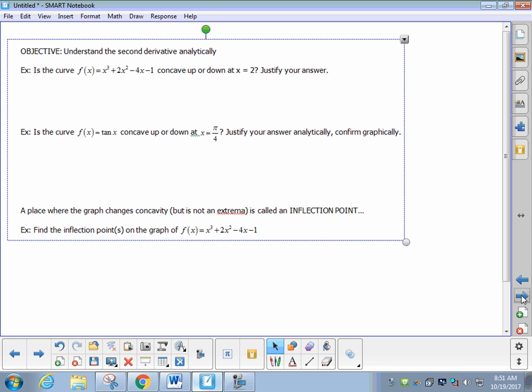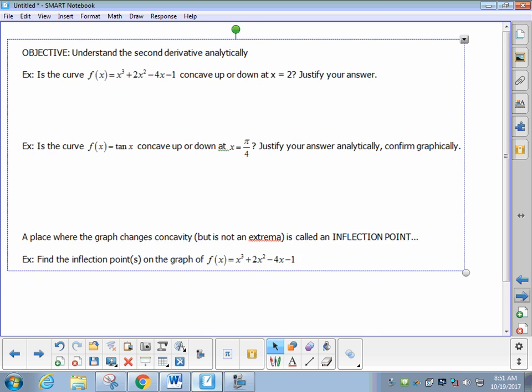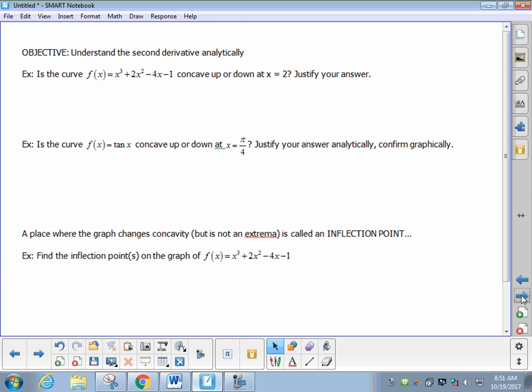Okay. All right, then, analytically. We did this graphically, we did this numerically from a table of values. The most common ones, the ones we do most often, are analytically, where we're given an equation and we're taking derivatives and such and working with it. So let's get some practice on that. If I asked you, is this curve concave up or down at x equal 2, you are not to do this visually. It's to be done analytically.